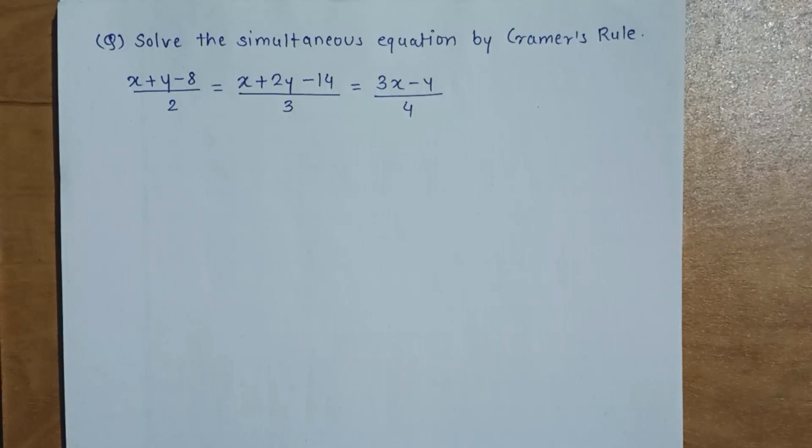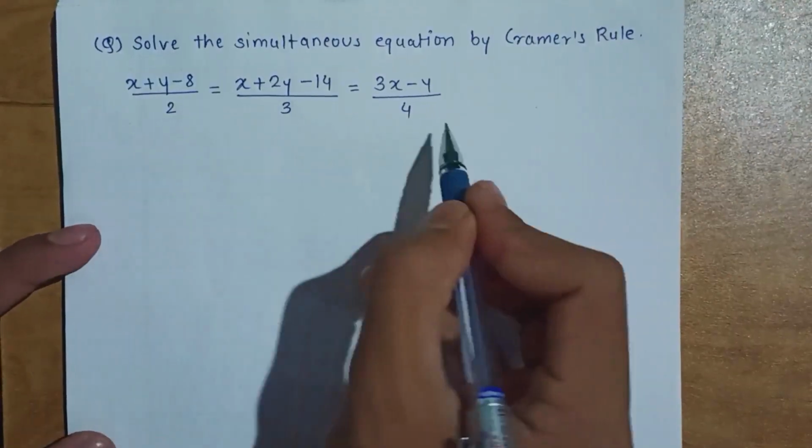So our question is to solve the simultaneous equation by Cramer's rule. The given equation is (x + y - 8)/2 = (x + 2y - 14)/3 = (3x - y)/4. So we have been given this equation, and we will form two equations with the help of this one equation.